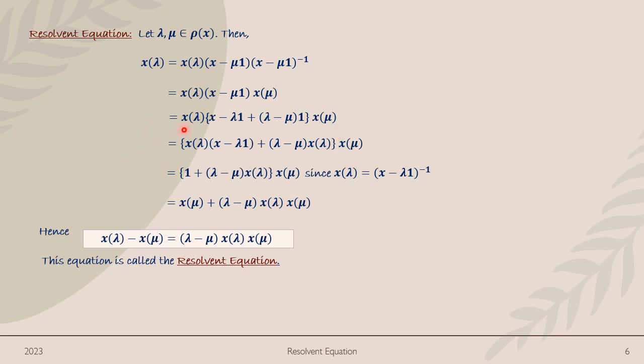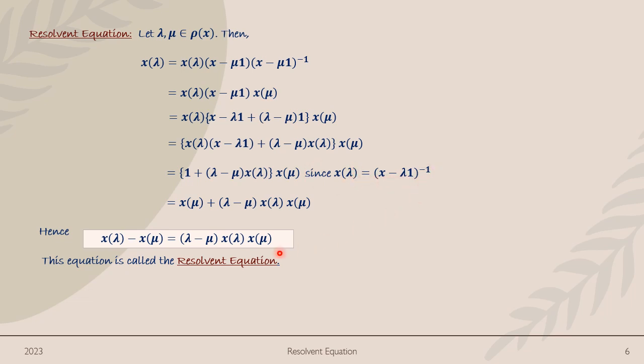Now we take this inside, that is x of lambda into the first vector (x minus lambda 1), plus the scalar (lambda minus mu) times the vector, which is x of lambda into 1, is x of lambda into x of mu. But x of lambda by definition is nothing but (x minus lambda 1) power minus 1, and x of mu equals (x minus mu 1) power minus 1. So (x minus lambda 1) power minus 1 into (x minus lambda 1), the inverse and the vector, gives 1. So 1 plus (lambda minus mu) into x of lambda into x of mu.